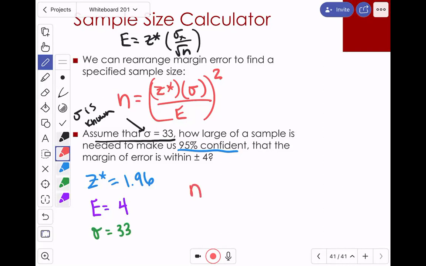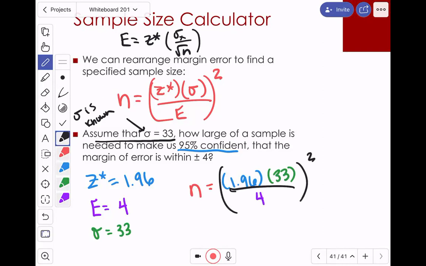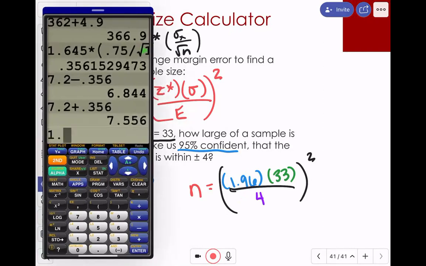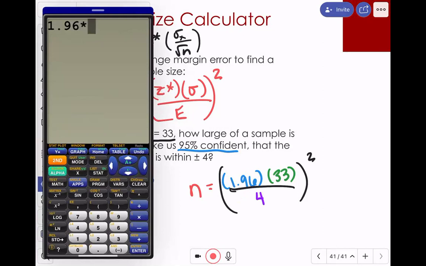If I want to find the sample size, N is equal to Z star, which is 1.96, times sigma, which is 33, divided by E, which is 4. I'm going to take all of that and square it. This is a very simple formula to use. You just need to know what Z star is, what the margin of error is, and what sigma is. Z star times the standard deviation divided by E. When I calculate that, 1.96 times 33 divided by 4 is this. I need to square that number. I have a squared button here. I get this number right here.